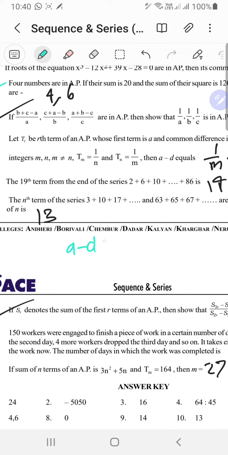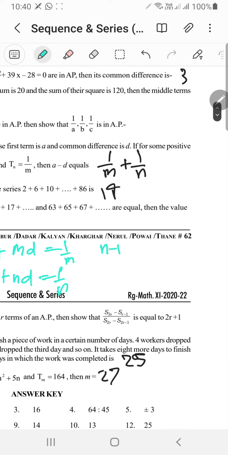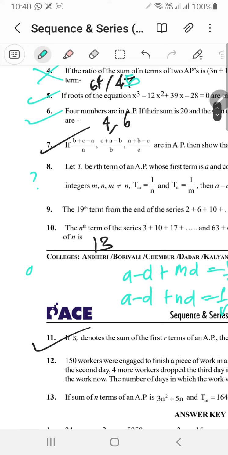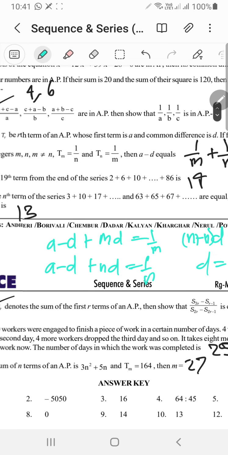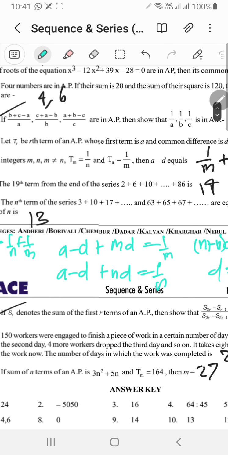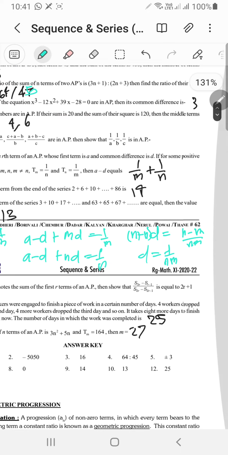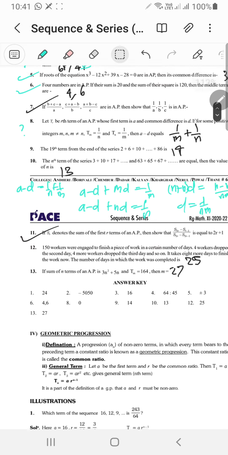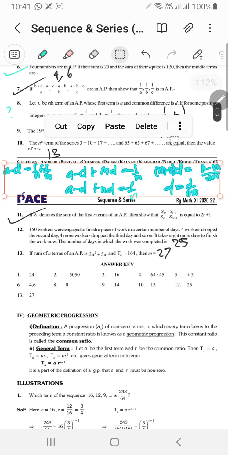What was that? A minus t plus md equal to 1 upon m, and a minus t plus nd equal to 1 upon n. Subtracting this, we just have m minus n d equal to n minus m upon nm. So d is negative 1 upon nm, right? And let's just put that over there. So that will just give us a minus d, and that will be negative. So it's like 1 upon n plus 1 upon n. There you go. This is not equal in any way. No, it is just not 0. This doesn't make sense.